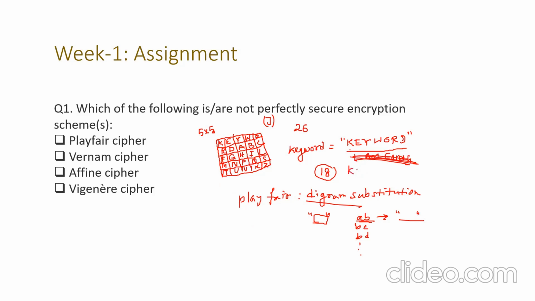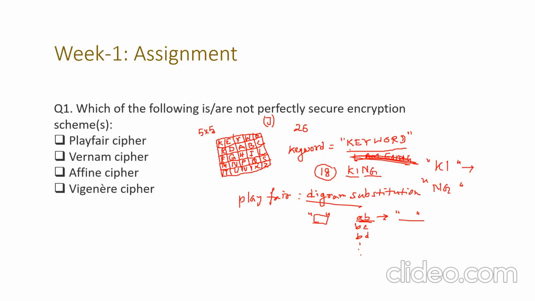Let's say the plaintext is "king". Now there are two digrams here. First is "ki" and then "ng". So how do you encrypt these two?